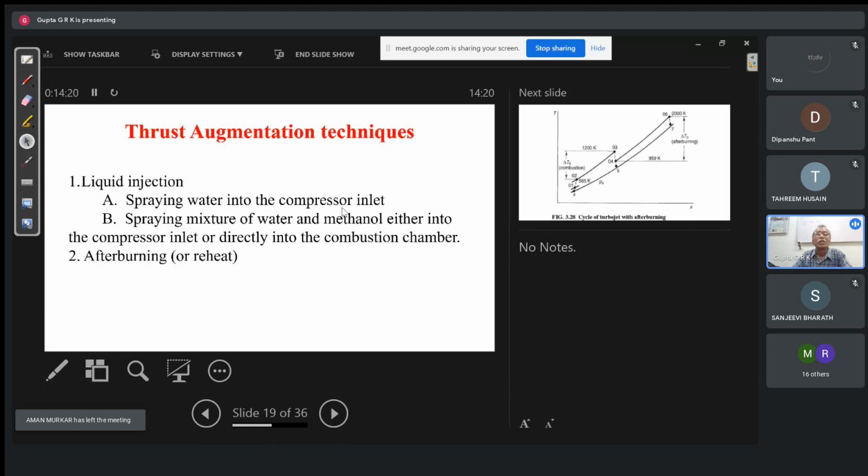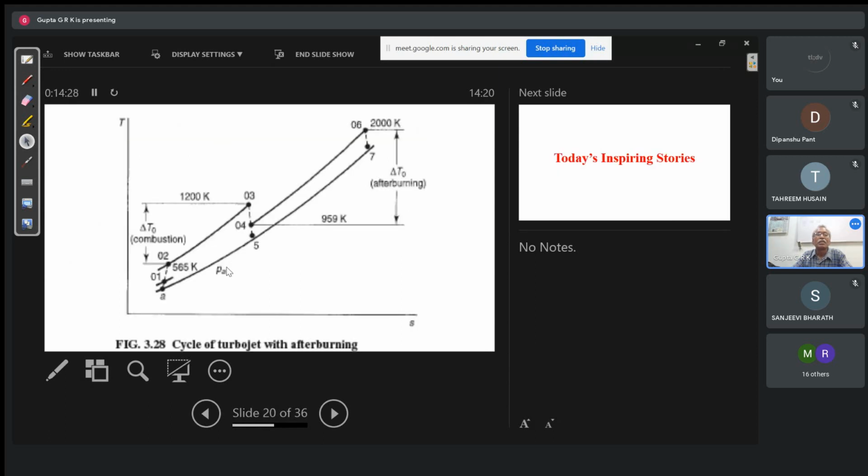So spraying water into the compressor inlet or spraying a mixture of water and methanol either into the compressor inlet or directly into the combustion chamber, and afterburning or reheat. So this is the way we will have. Due to the afterburning, I will have so much thrust. Here it is only this much, and because these are diverging, here there will be more.